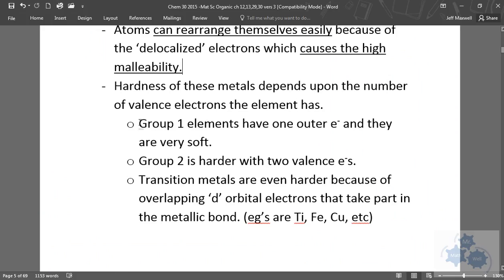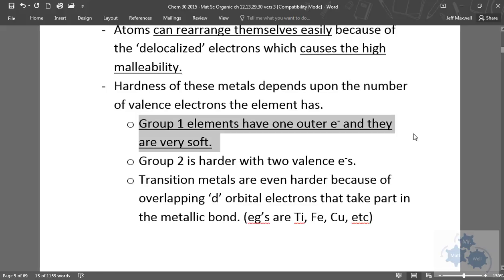Group 1 elements like sodium have one outer electron, so it's one valence electron, and they are very soft. Group 2, the alkaline earth metals, beryllium, magnesium, calcium, strontium, and so on, are a little bit harder. They have 2 valence electrons, right? Group 2 is a bit harder.